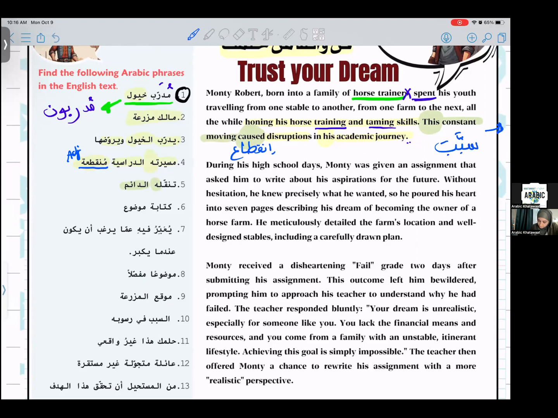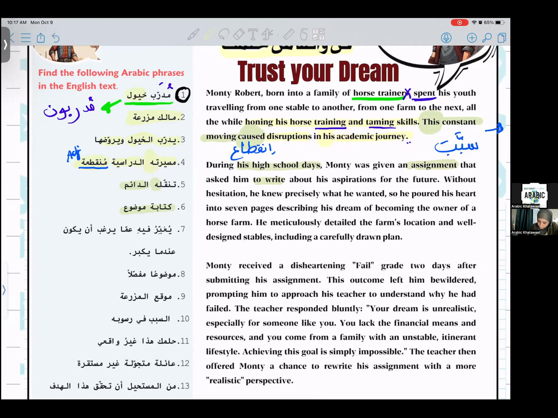During his high school days, so we got it. If you know how to say during, you will highlight it and put it right here. His high school days, we don't have it here. Monty was given an assignment. The assignment here, كتابة, to write about his. Okay, so we have the assignment and we have writing. In Arabic, we say كتابة موضوع, writing an assignment. In Arabic, we have introduced just the short form of the whole situation. So we kind of summarized the entire English part.